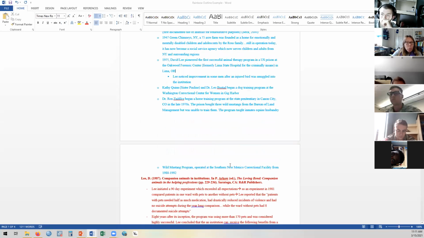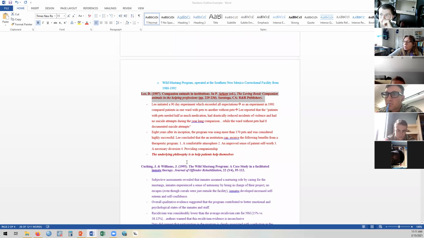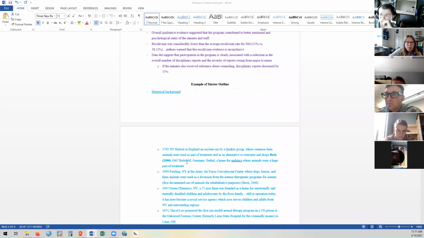So you're going to do that for one article, and then you're going to do that for another article. You'll put the citation at the top right here, and you'll start copying and pasting the stuff that you want from your second article. The example that I give is just 3 articles right here. So once you've done that, you're going to create your master outline.